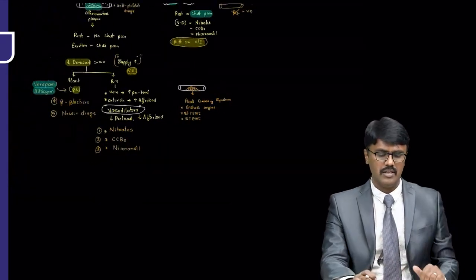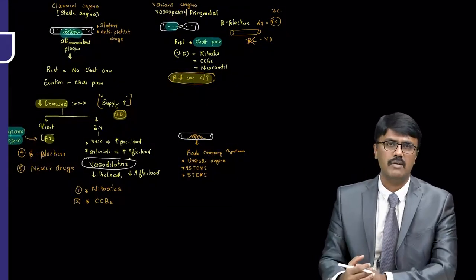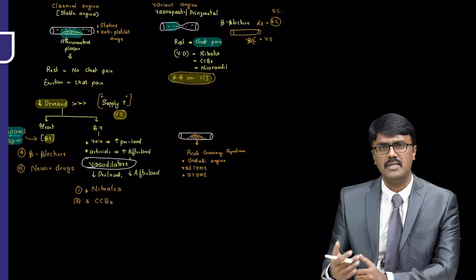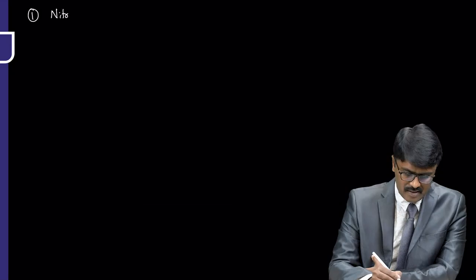So that is the introduction about drugs for angina pectoris, and we'll discuss them one by one. First we'll take up nitrates, and CCBs later. Clear? Yes. The first group of drugs in angina pectoris that we are going to discuss are called nitrates.